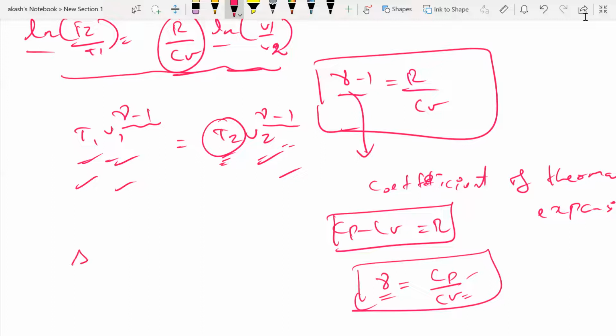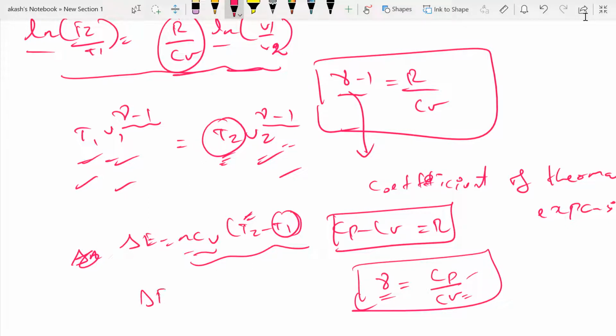Once you find T2, we directly go for this relationship: delta E is equal to n CV into T2 minus T1, that is delta T. If you know the value of T1 and you calculated the value of T2, obviously CV is constant and the number of moles is given, so you will be able to find delta E. And that delta E will be directly equal to W. This is how we do problems.